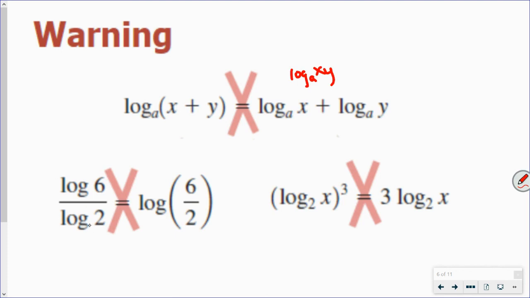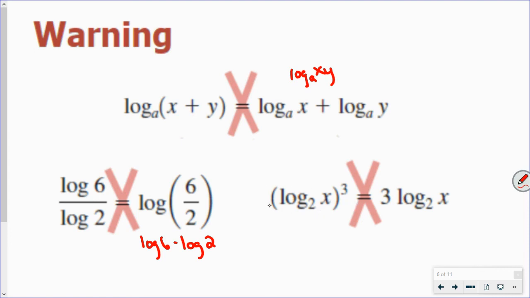This is change of base formula right here. But with this, remember, we subtract. So this would be log of 6 minus log of 2. Okay, this up here, right here, you can't do anything with that. Okay, that's it. Hopefully you can add those together, or maybe rewrite it in exponential to see what you can do.